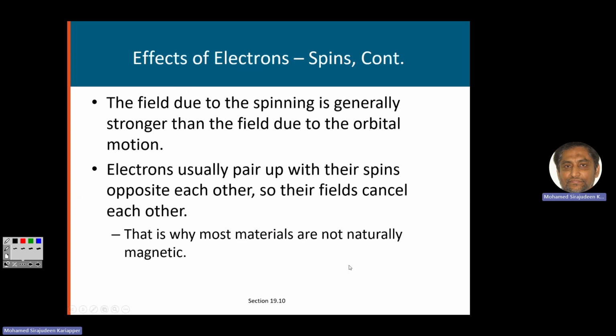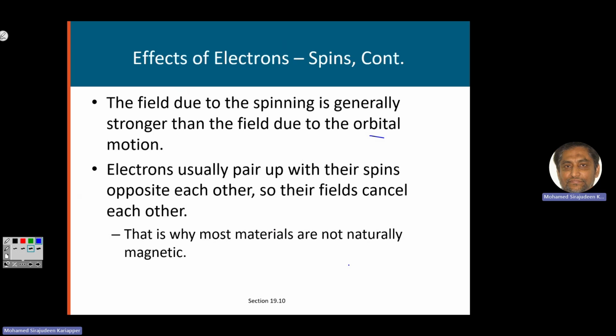This field, due to the spinning, is generally stronger than the magnetic moment from orbital motion. It's much stronger than the magnetic field from orbital motion. But what happens, these electron spins pair up. If one electron spin is upward, another electron with the spin down, they will pair and it will cancel the magnetic field. One is up, the other one is down, so it will cancel each other.